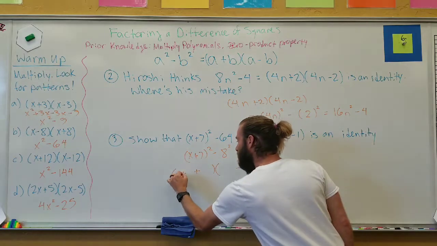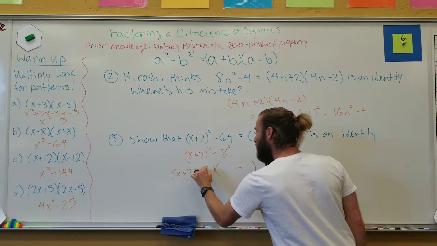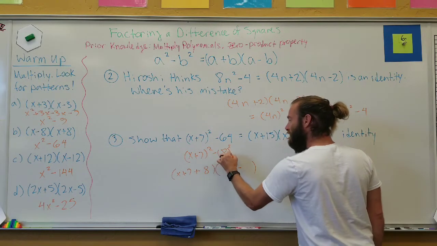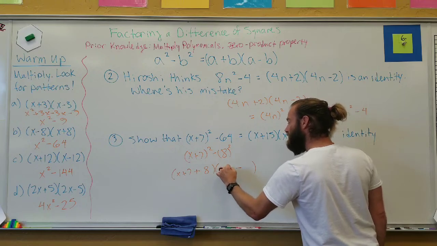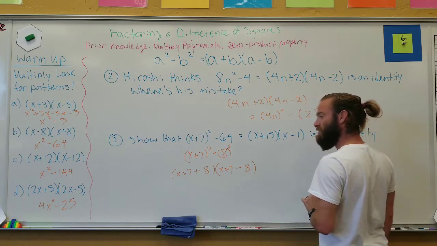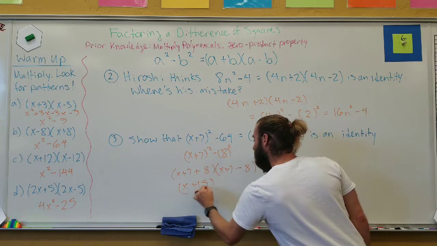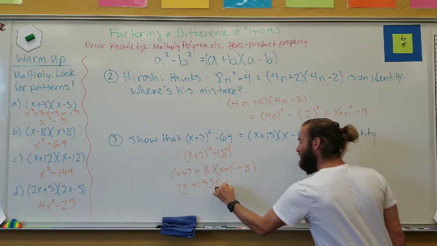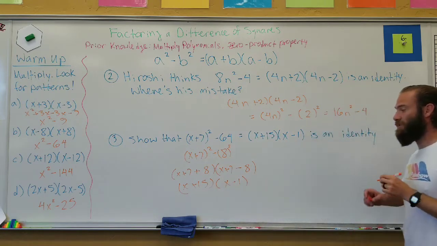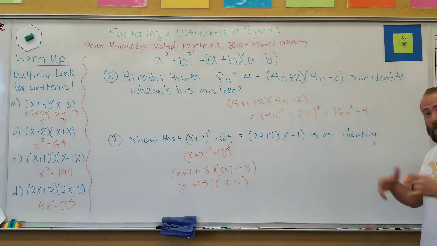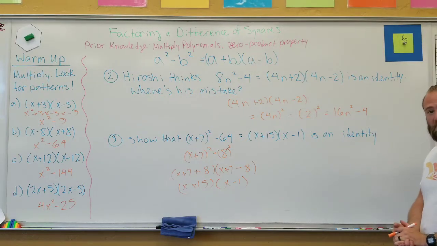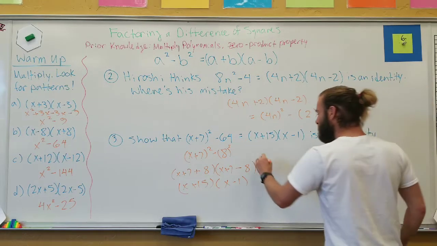So x plus 7 plus 8, right? And then x plus 7 minus 8. Well, 7 plus 8 is 15. And then 7 minus 8 is negative 1. So I get x plus 15 times x minus 1. And I'm done. Now, there is another way we could do this.